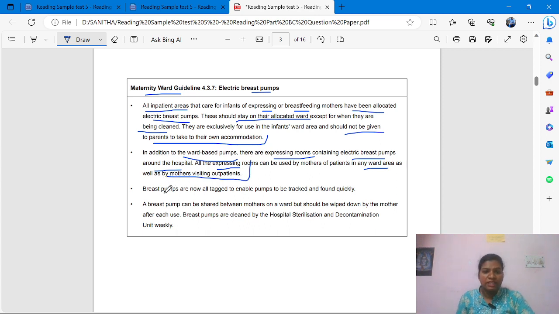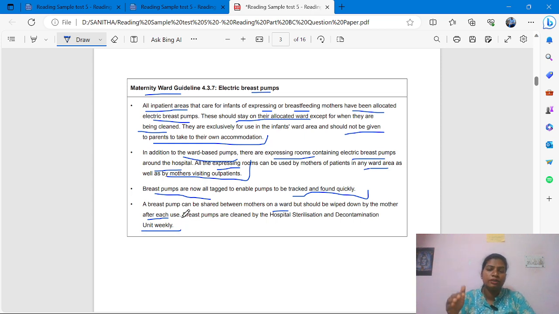Okay, breast pumps are now all tagged, so they can tag all breast pumps to enable pumps to be tracked and found quickly. A breast pump can be shared between mothers on a ward but should be wiped down by the mother after each use. Breast pumps are cleaned by the hospital sterilization and documentation unit.